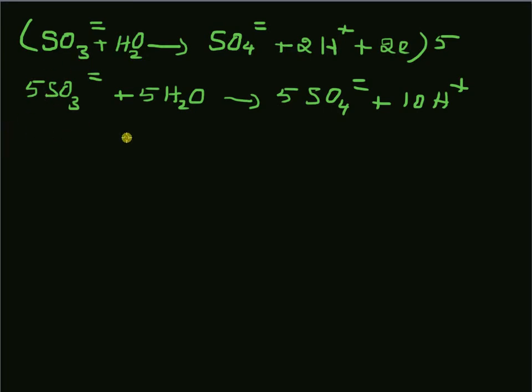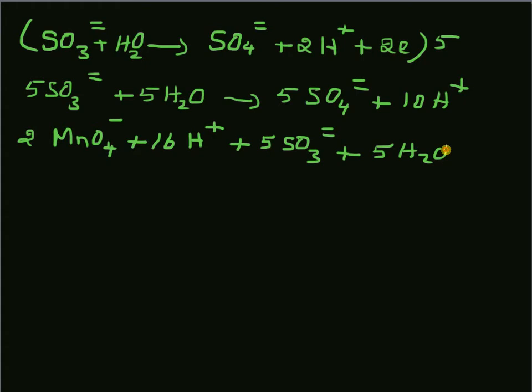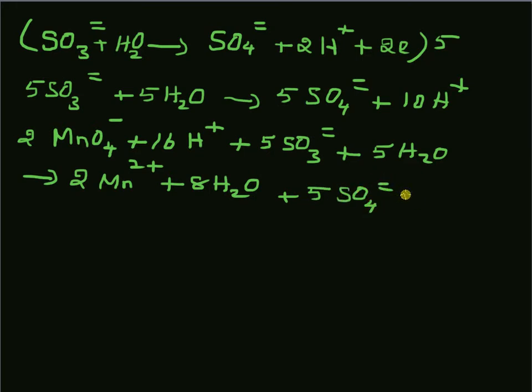Add it to the other half reaction, and you can write the overall equation to be 2 MnO4- plus 16 H+ plus 5 SO3 2- plus 5 H2O, giving 2 Mn2+ plus 8 H2O plus 5 SO4 2- plus 10H+. Am I right?